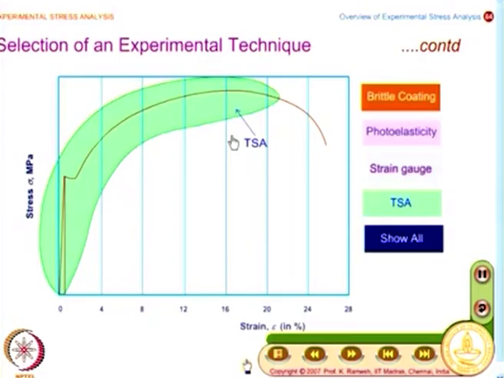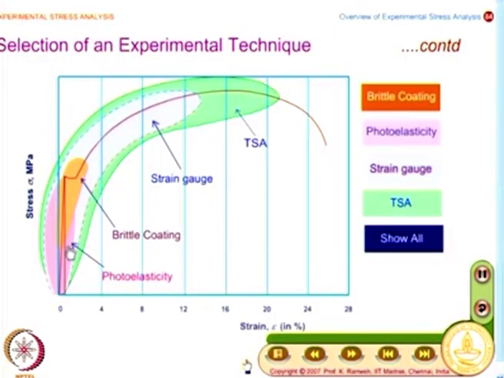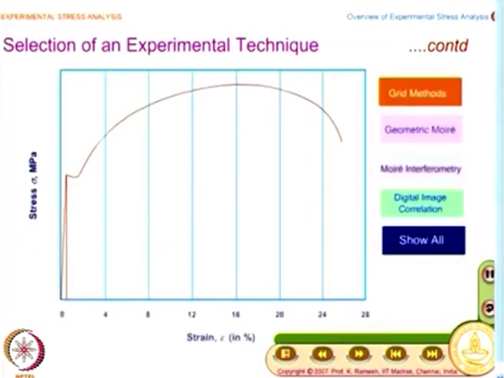Strain gauge instrumentation is a lot simpler when you compare it to TSA, but even that instrumentation is costly, it is not cheap. And now you have relative zones for different techniques shown. So, this is TSA, this is strain gauge, this is brittle coating, and this is photoelasticity. So, when you are confronted with a problem where you need to find out strain in a particular region, this graph will help you find out which technique to select. Okay. I have shown only 4 techniques here. We will have a similar graph for the other 4 techniques.